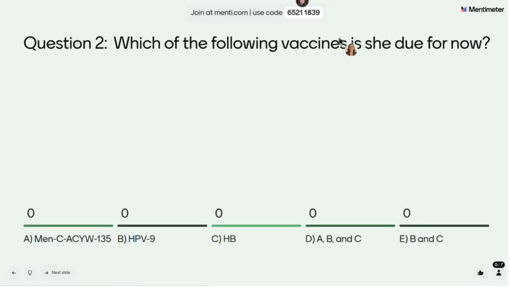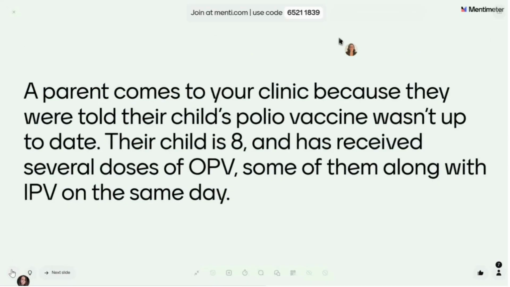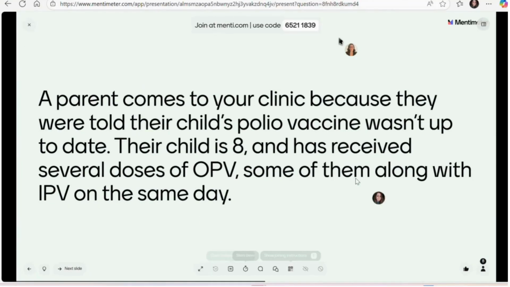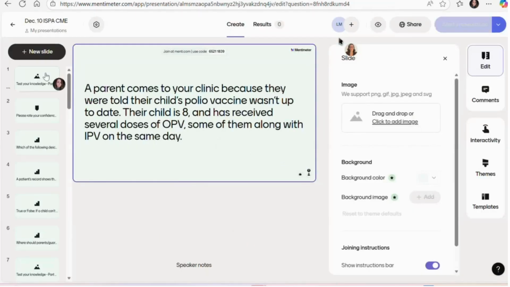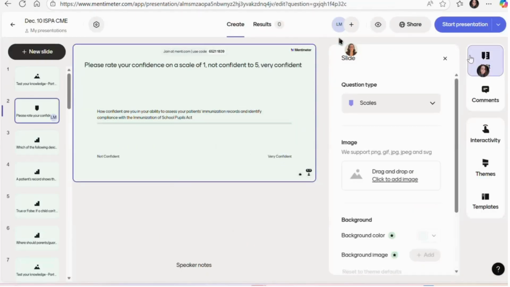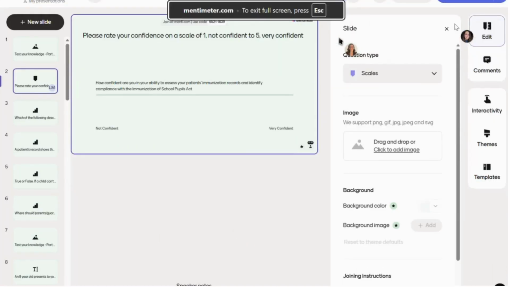Just so you're aware, this is the first time IT has had Menti use since we converted to 365. So we're having a little bit of fun tonight, but we'll get you that.